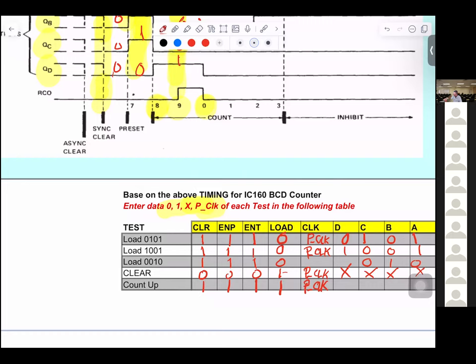Okay. And the output, counting up, whatever output, they clear to 0. So when they count up, they go to 0, 0, 0, 1, right? Because that's the first one, right? Before you count up, you clear. So output is zero. When you apply the clock to count up, they go to one. Apply the next clock, go two, three, four, five, up to nine, then go to zero.